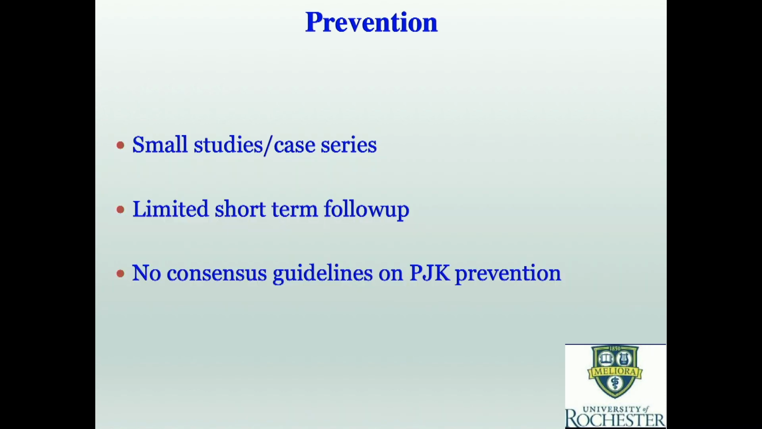As I mentioned, most of the studies we currently have to help us prevent or reduce the risk of proximal junctional kyphosis are small studies, case series, with limited short-term follow-up, and we really do not have any consensus guideline for PJK prevention. One of the most consistent techniques shown to reduce the risk of PJK is the use of hooks. But again, how many of us use hooks and are comfortable placing them without further disrupting soft tissue at the top?